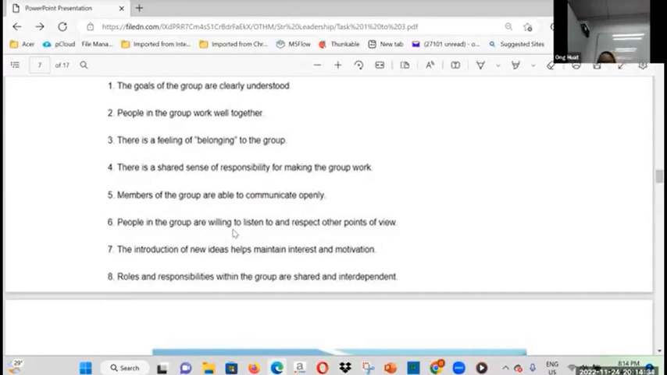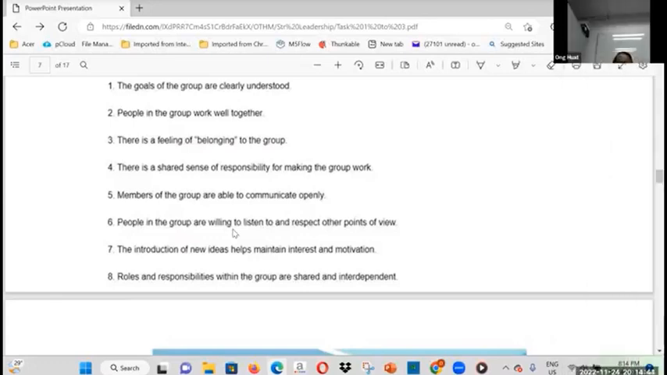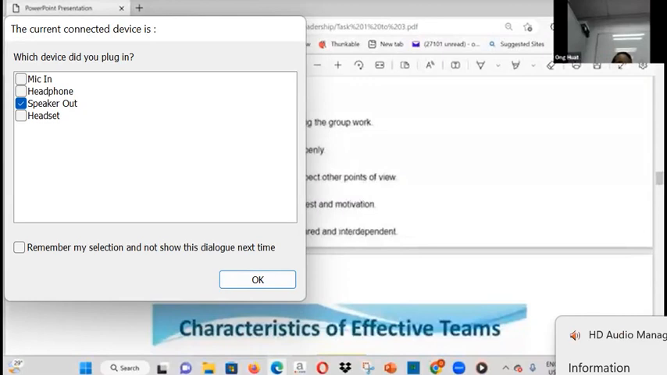Maybe you're right. Because a group has not so much of a target and not so much of a goal expectation. So I think maybe the atmosphere could be a bit less tense, right? Therefore, the people in the group are more willing to listen to each other and respect each other in a very informal way. This is what I say. Then you can write something like that. Then number 7, the introduction of a new idea helps to maintain interest and motivation.